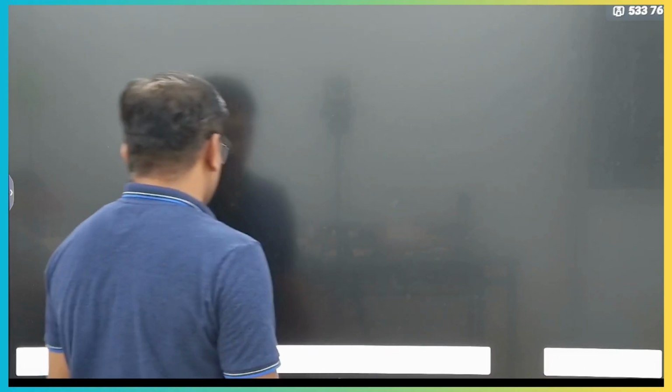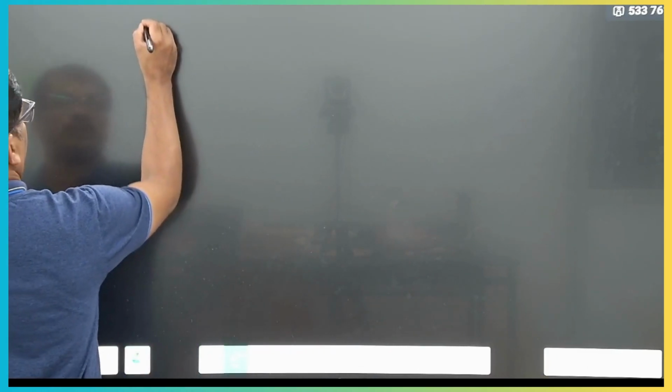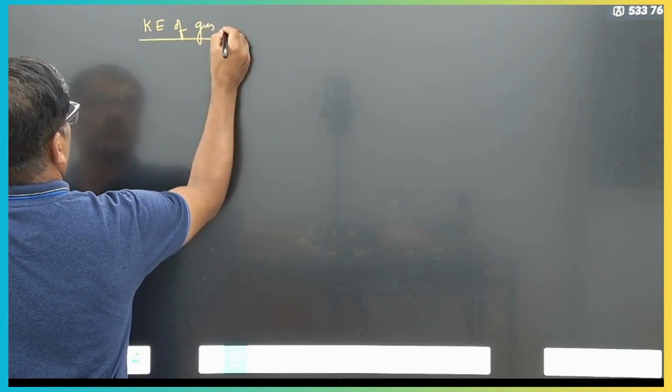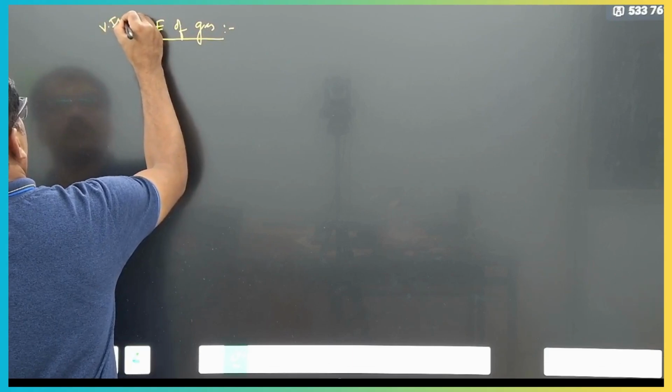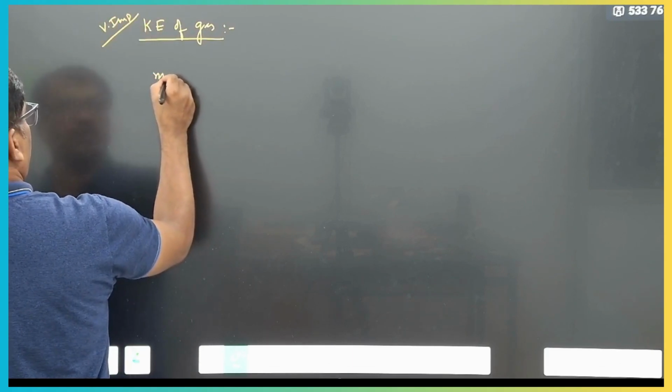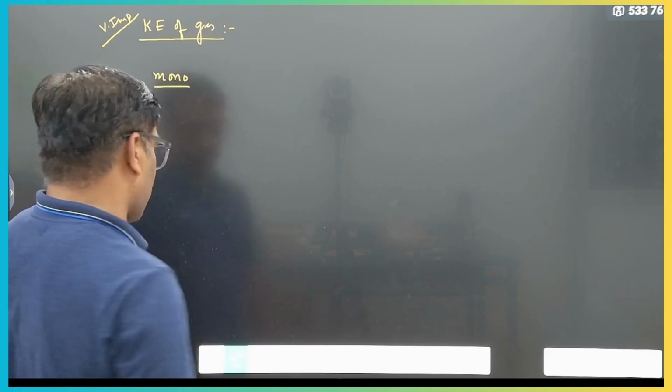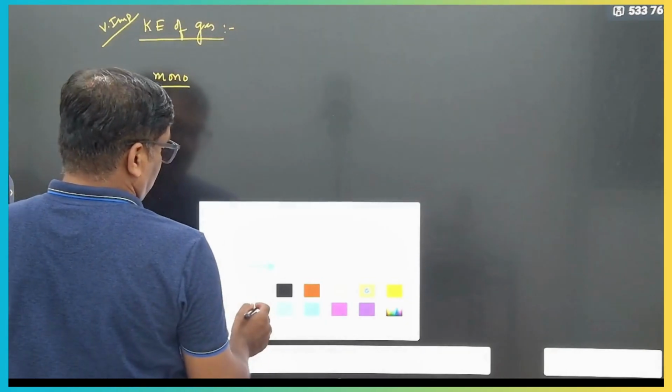Now we will calculate the kinetic energy. Very important, the kinetic energy of a gas. This is most important. This we will do for monoatomic first, then we'll go for diatomic and the others. So what is the kinetic energy?